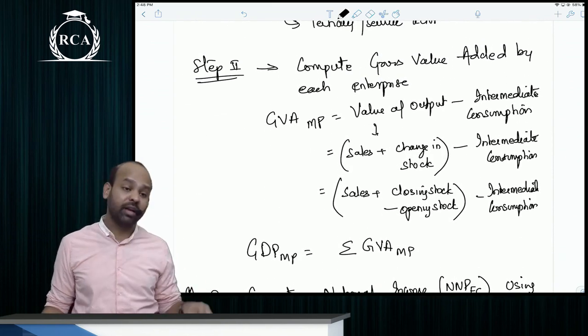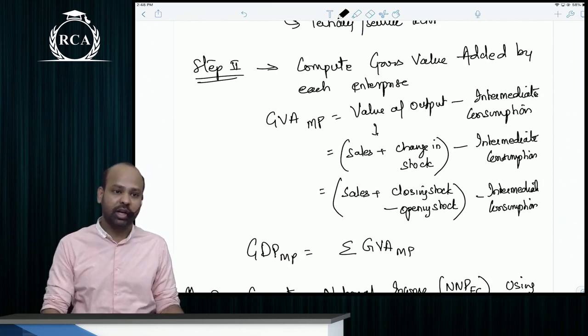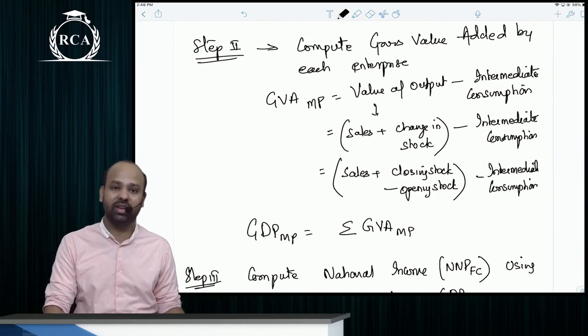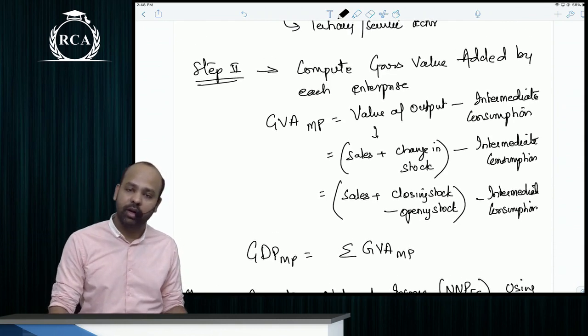Remember, if they give sales, we have to take production. That is why we'll have to add changes in output as well. So sales plus change in stock minus intermediate consumption will give us gross value added.